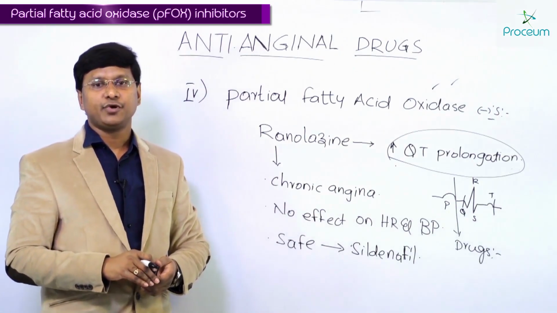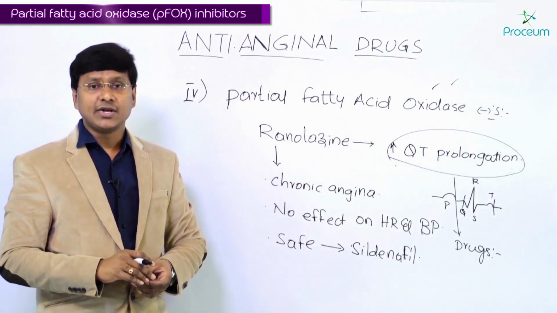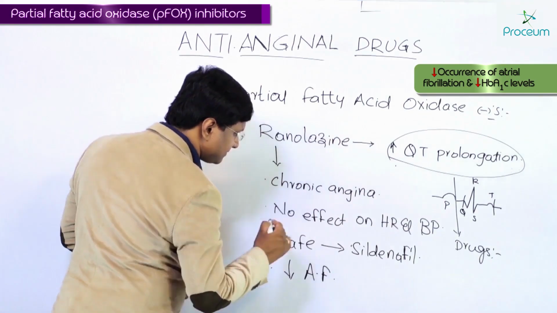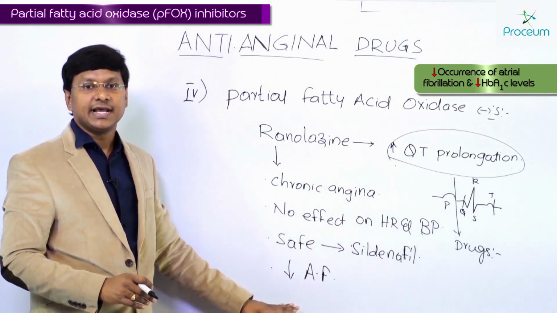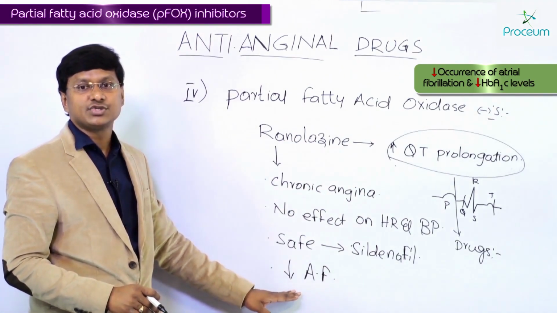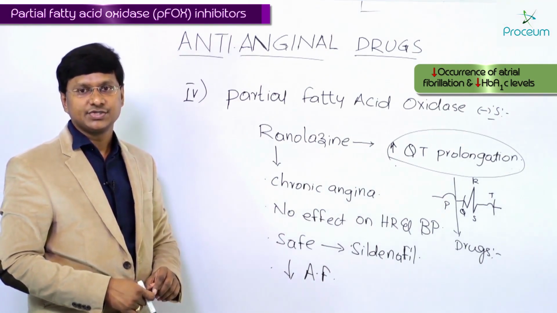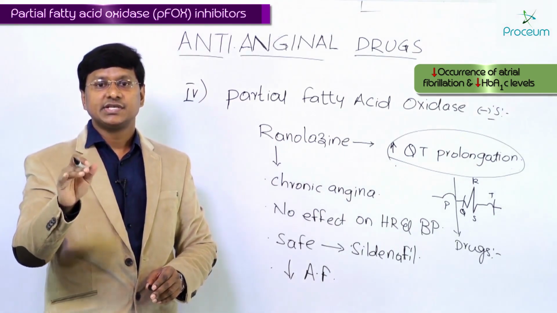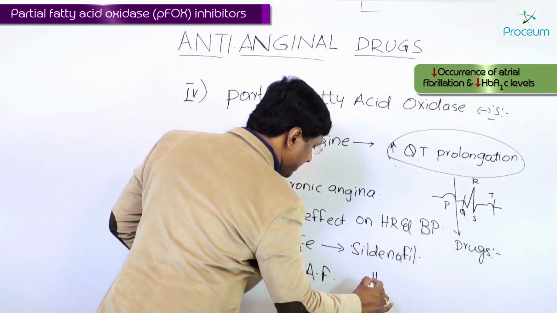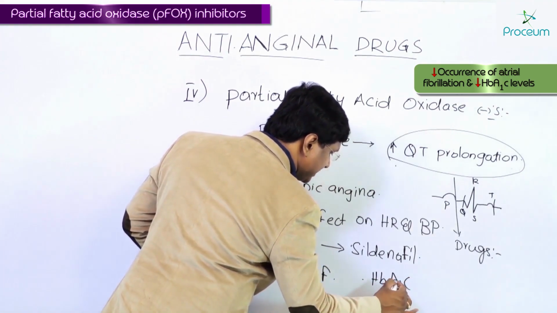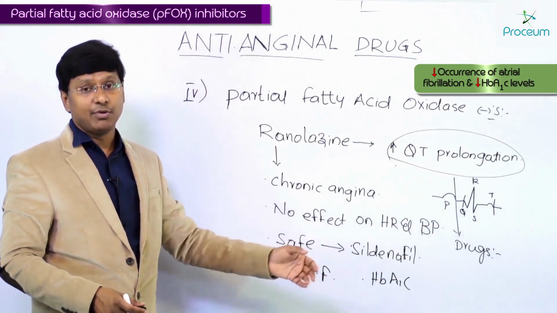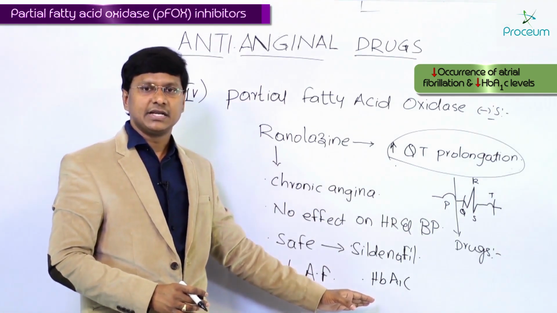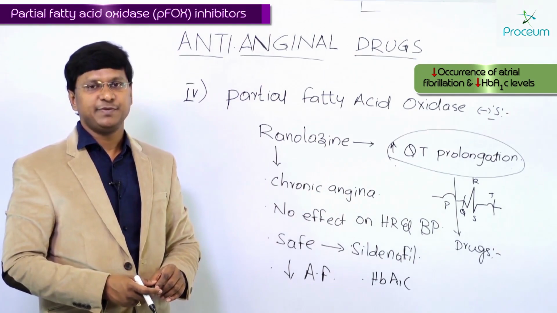Next, the other important point about ranolazine is that it also decreases the occurrence of atrial fibrillation. That is one advantage. It also decreases the HbA1c levels. HbA1c stands for glycosylated hemoglobin, and it tells you about the long-term glucose status. Ranolazine will cause a small decrease in your HbA1c.